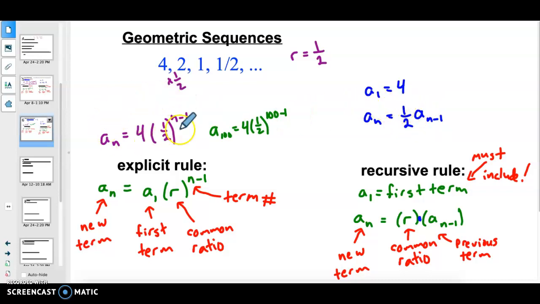So really the explicit rule is better for finding a certain term, where recursive is easy if you start from the beginning to go from term to term. All right, now try your geometric sequence examples.